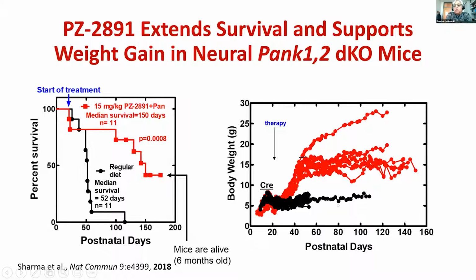Now, we treated these animals with the pantazine 2891 delivered in the chow. We increased the lifespan of the mice 3 times and enhanced the growth of the mice as we measured the gain in body weight that is shown in red in the right panel.